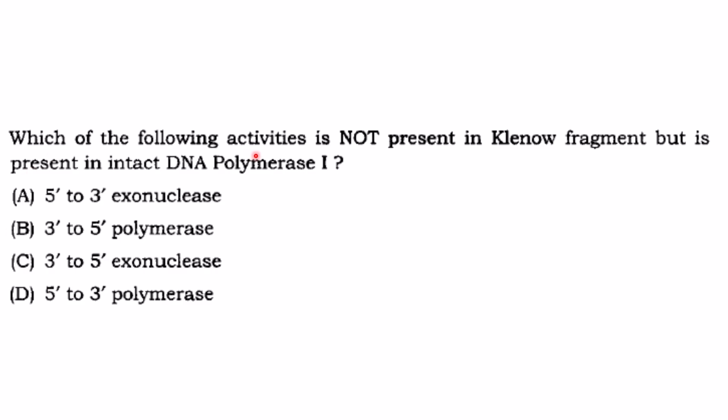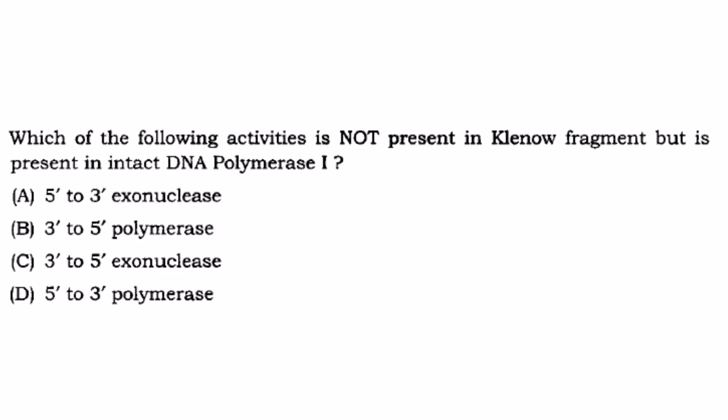Then next one, which of the following activities is not present in Klenow fragment but present in intact DNA polymerase 1? Now when you treat this E. coli DNA polymerase 1 with the protease subtilisin, you will get a large protein fragment that is called the Klenow fragment. Okay, and this Klenow fragment has 5' to 3' polymerase activity as well as 3' to 5' exonuclease activity, or the proofreading activity.